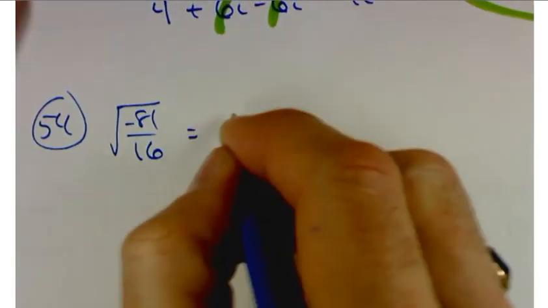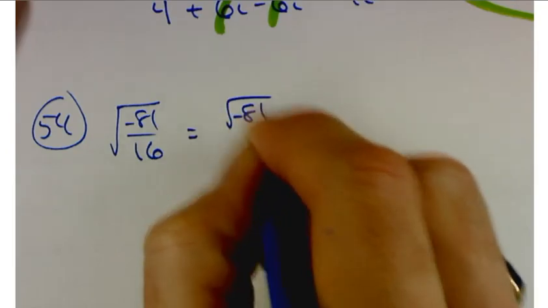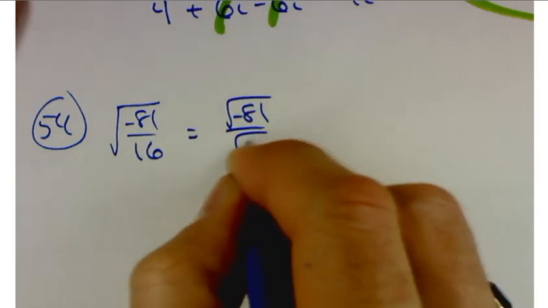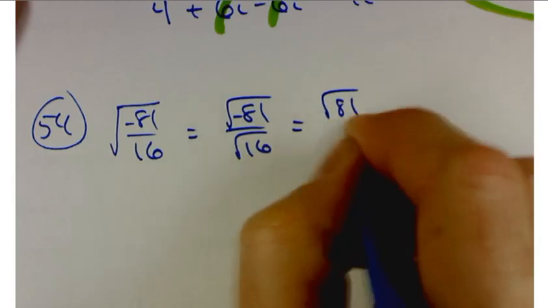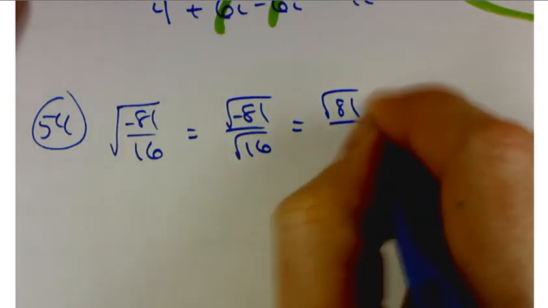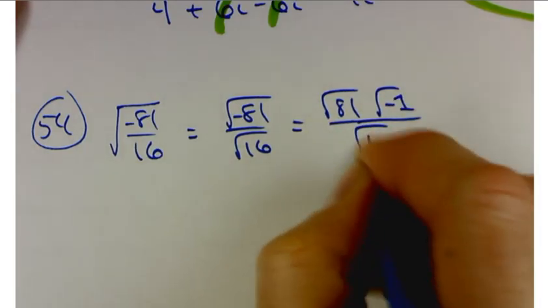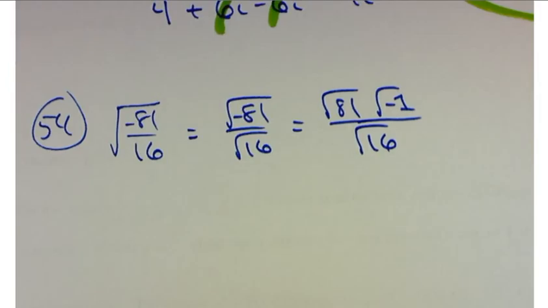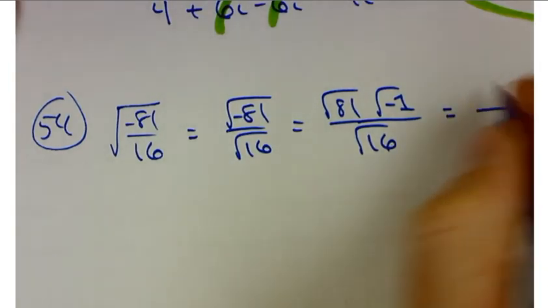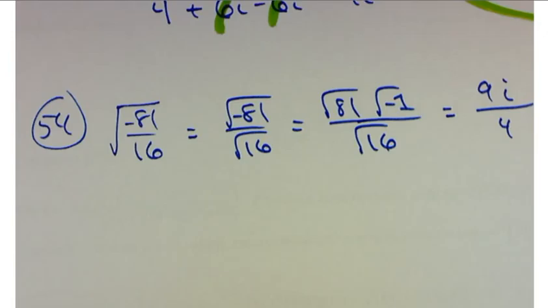What I would suggest is that we break this up into two parts. Actually, maybe three parts. You can write it as the square root of 81 times the square root of negative 1 over the square root of 16, and then simplify each of the parts. Now, I don't think we need to break out our calculators here. Square root of 81 is 9. Square root of 16 is 4. Square root of negative 1 is i.